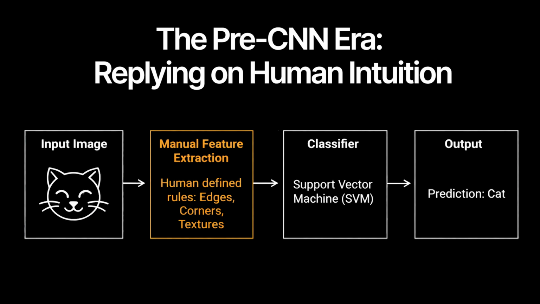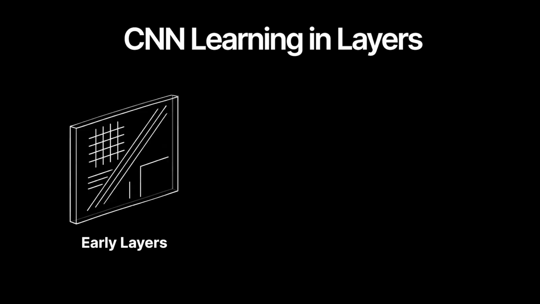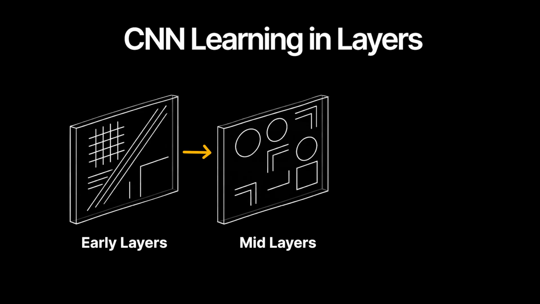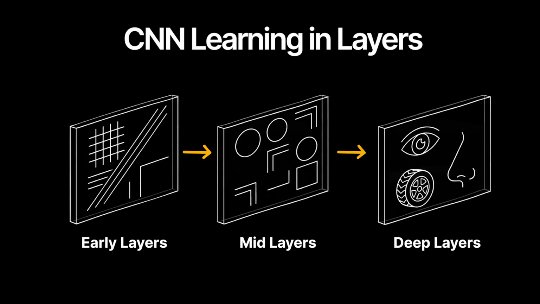CNNs changed that by learning features automatically from data. Early layers learned low-level features, simple patterns like edges, and deeper layers learned more complex concepts like faces, wheels, text, and things like that. So instead of hand engineering vision, CNNs learned the features as well. So they learned it end to end.